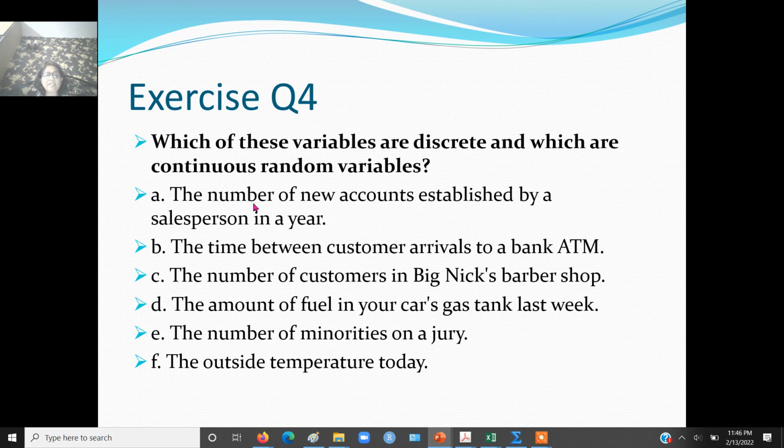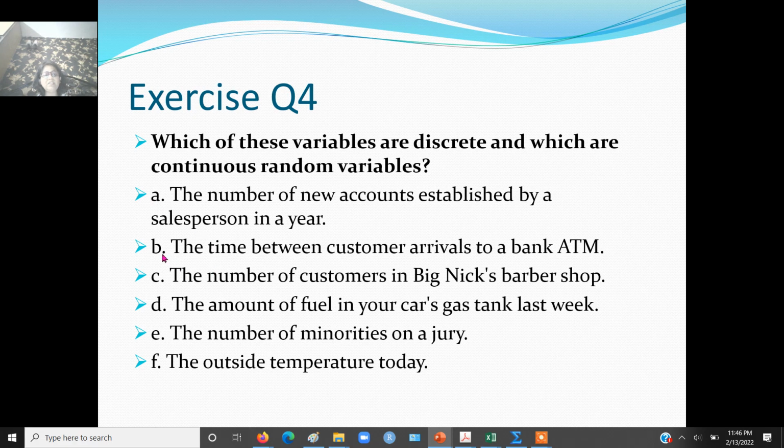So let's say the number of new accounts established by a salesperson in a year. See, we are counting the number of accounts, right? We are not counting the money in accounts. So the number of accounts could be, let's say, 0, 1, 2, and so on. So this one is a discrete random variable, right?